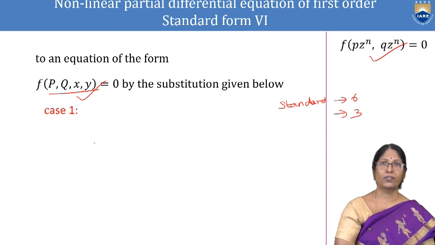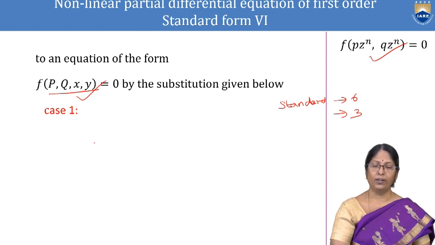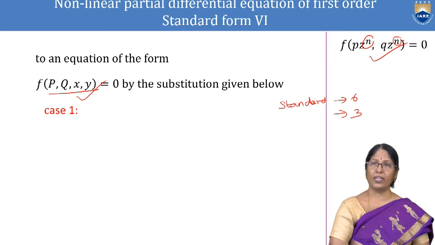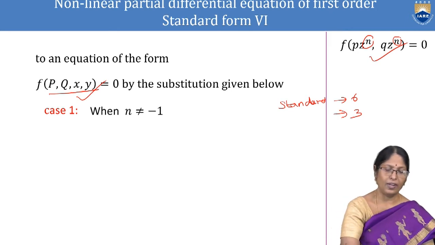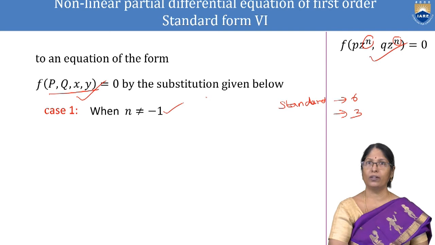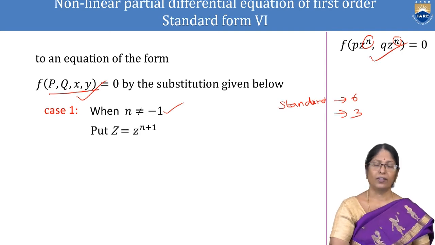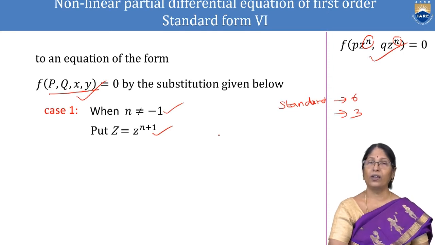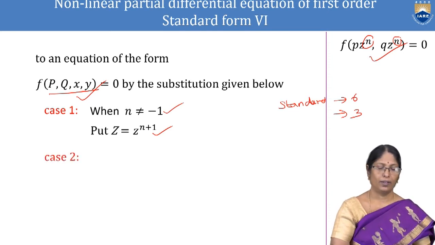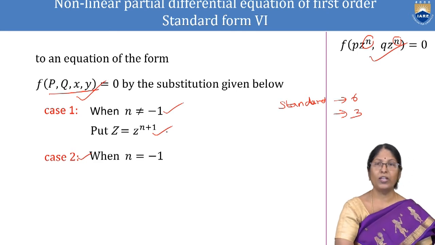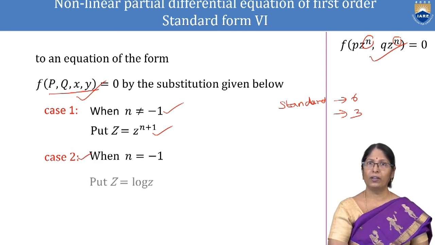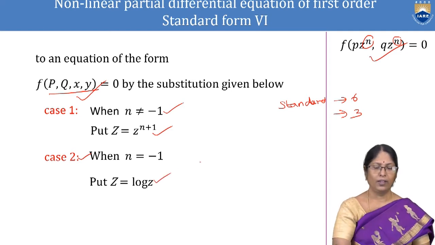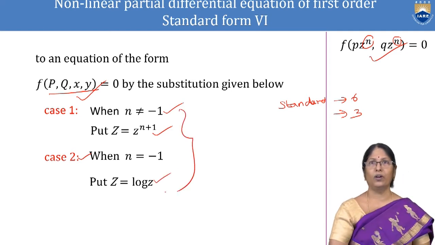And two cases are there. Case 1: the power n of z is not equal to minus 1. Then we will assume capital Z equal to z power n plus 1. If n is equal to minus 1, we will assume capital Z equal to log z. These two cases we have to remember.